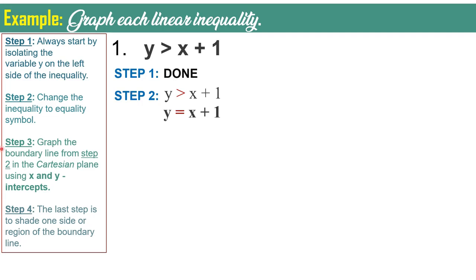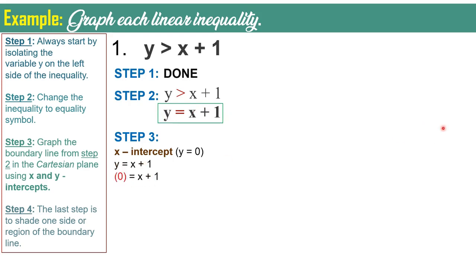Next, step 3. Graph the boundary line from step 2 in the Cartesian plane using x and y intercepts. So for the third step, we're going to use the equation that we have obtained in step 2 to solve for the intercepts. Let's start with solving the x-intercept. To solve, you just have to change the value of y into 0 using this equation. So we have y equals x plus 1. Remove y and change it into 0.